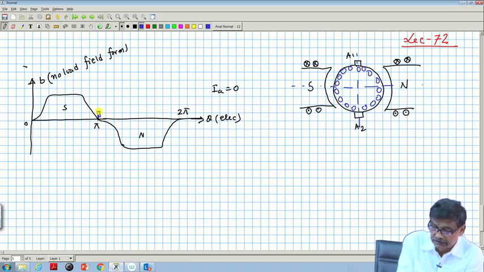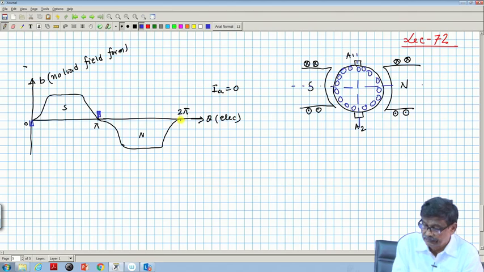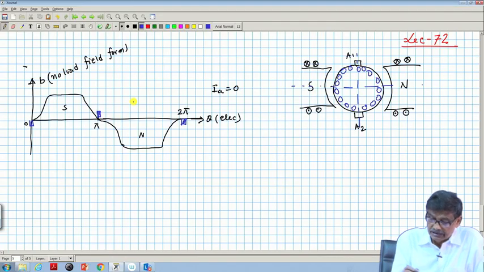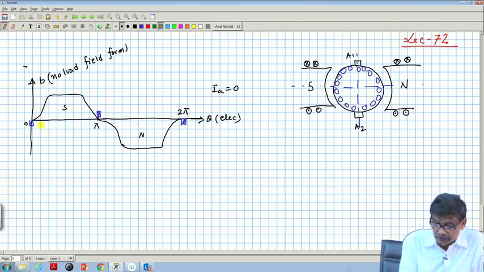This is one brush, there will be a brush here, there will be a brush here, is it not? These are the armature terminals. Now, where are the armature conductors? I show them beneath the field distribution, that is, armature conductors will be here.